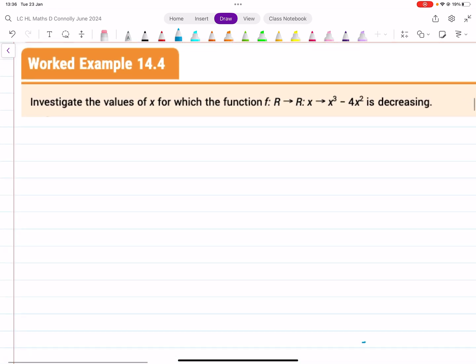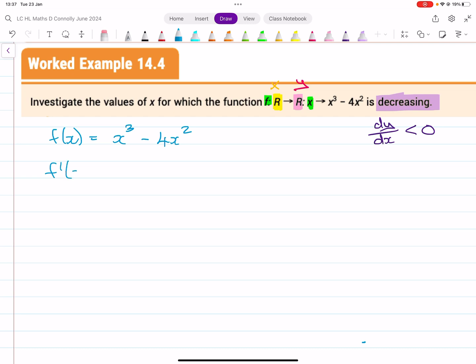So here's another one. Investigate the values for which the function, so here we go again. The function is f. It's defined in terms of x, which we know. And then here are the x values, and here are the y values. Basically what they're saying here is that it has to be always decreasing, and we know that for decreasing dy dx is less than 0. So we take our function, which is f of x equals x cubed minus 4x squared, and we do f dash x, which is 3x squared minus 8x.